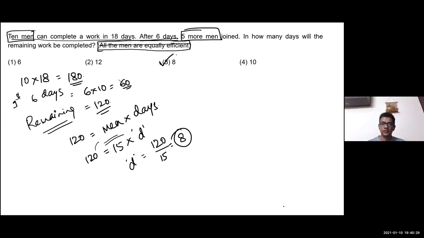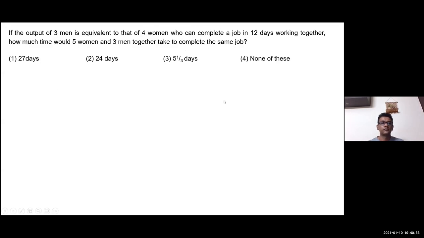I'll put the next question on the screen. If the output of 3 men is equivalent to that of 4 women who can complete a job in 12 days working together, how much time would 5 women and 3 men together take to complete the same job?